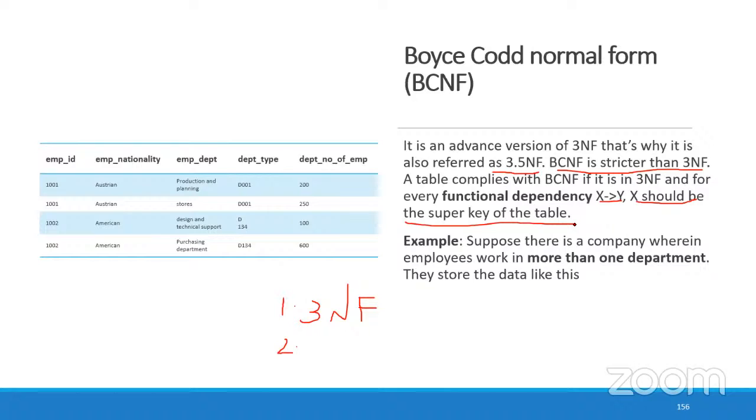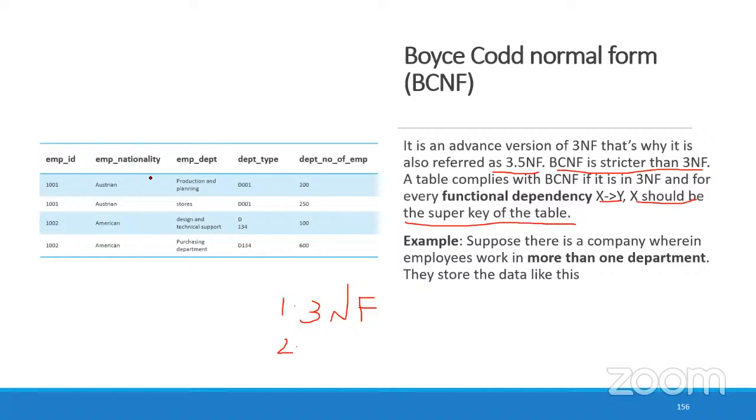So students, just consider this example: employee ID, employee nationality, employee department, department type, and number of employees in department. Here this table contains two relations: department information and employee details. Here you can see a number of employees are working in an organization with different nationalities, and they are working in different departments, not in the same department. This point you have to remember.